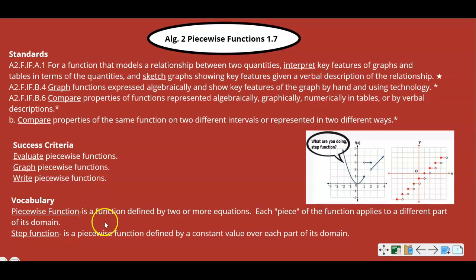A piecewise function is a function defined by two or more equations. Each piece of the function applies to a different part of its domain. So we are going to be talking about domain a lot today.